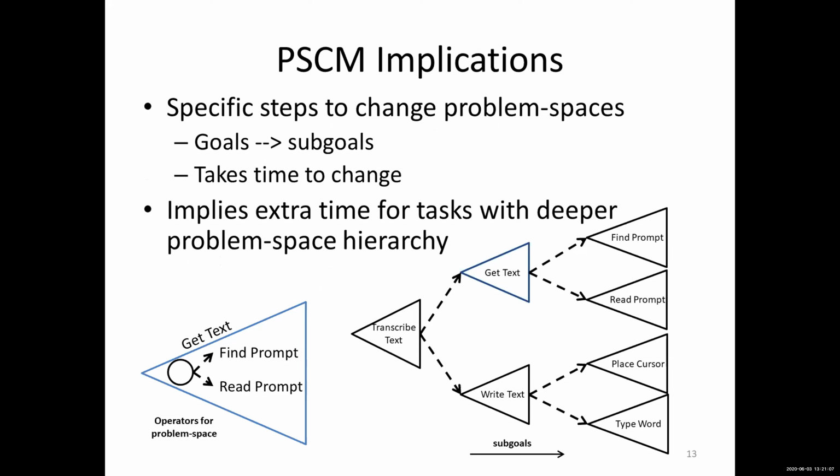This long-standing Soar theory of problem spaces, well, it takes work, it takes effort by the agent to go from one problem space to another. It takes a decision cycle to go from a goal to a sub-goal. This would imply that if you're in a task that has a deeper hierarchy of problem spaces, then it's going to take more time for your agent to navigate this hierarchy and complete its task.